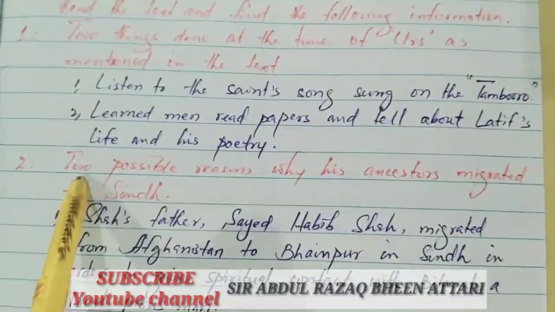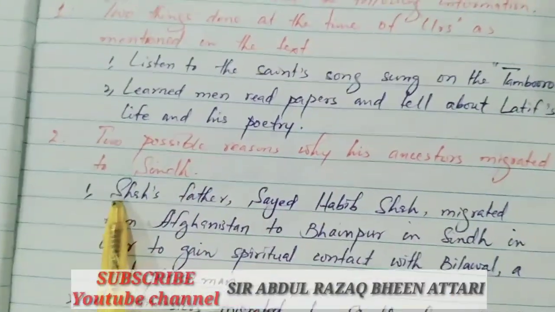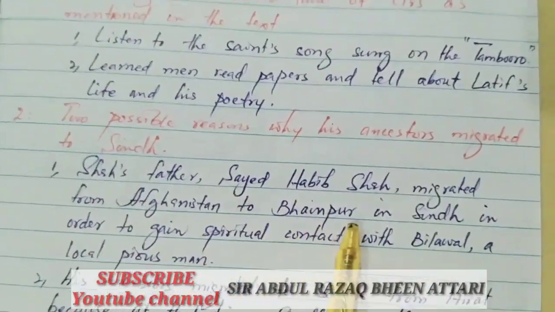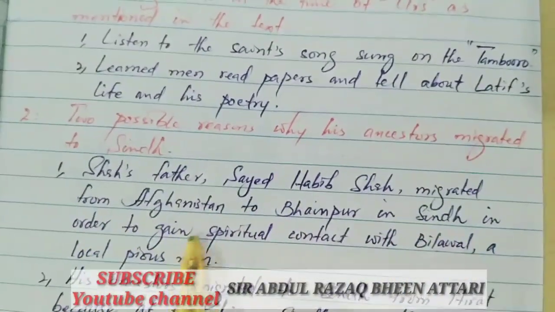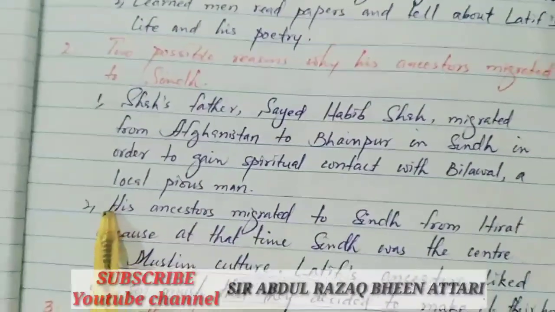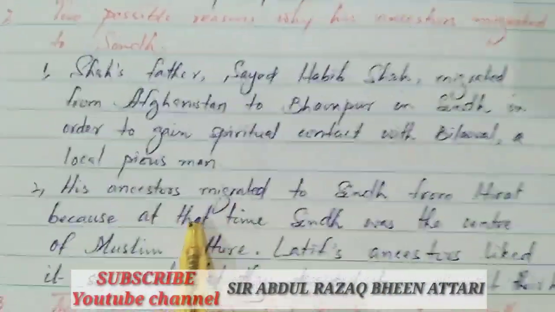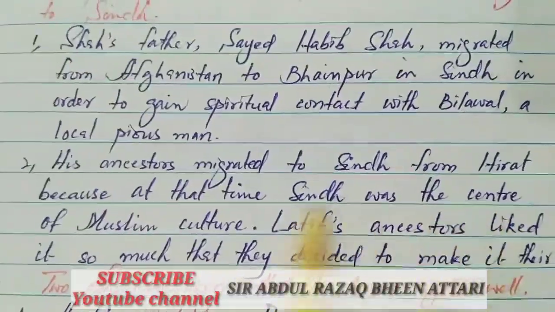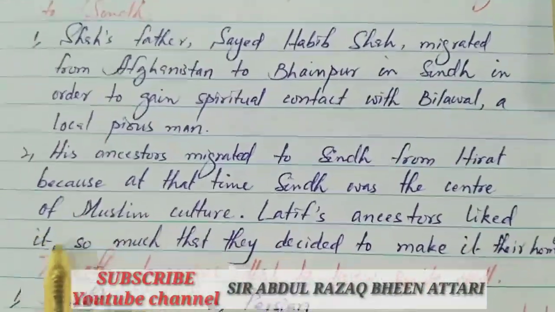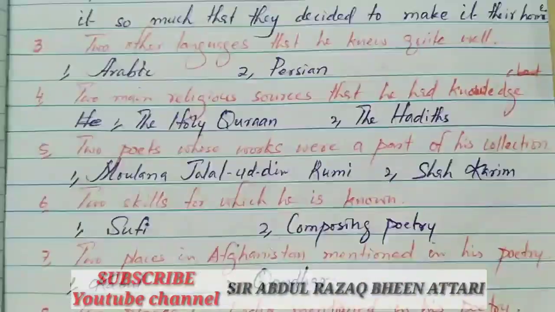Number 2. 2 possible reasons why his ancestors migrated to Sindh. Number 1. Shah's father Sayyid Habib Shah migrated from Afghanistan to Bhainpur in Sindh in order to gain spiritual contact with Bilal, a local saint. Number 2. His ancestors migrated to Sindh from Herat because at the time Sindh was the center of Muslim culture. Latif's ancestors liked it so much that they decided to make it their home.